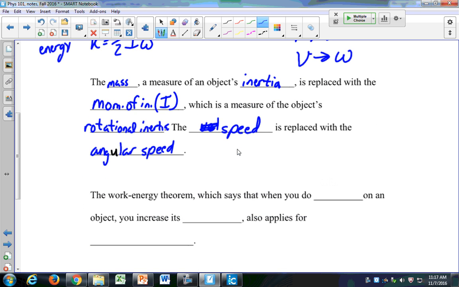All right? Now the work energy theorem says that when you do work on an object, you increase its energy. Remember we said this was work equals a change in energy, or a change in kinetic energy in particular, as what we're talking about. This also applies for rotational motion.